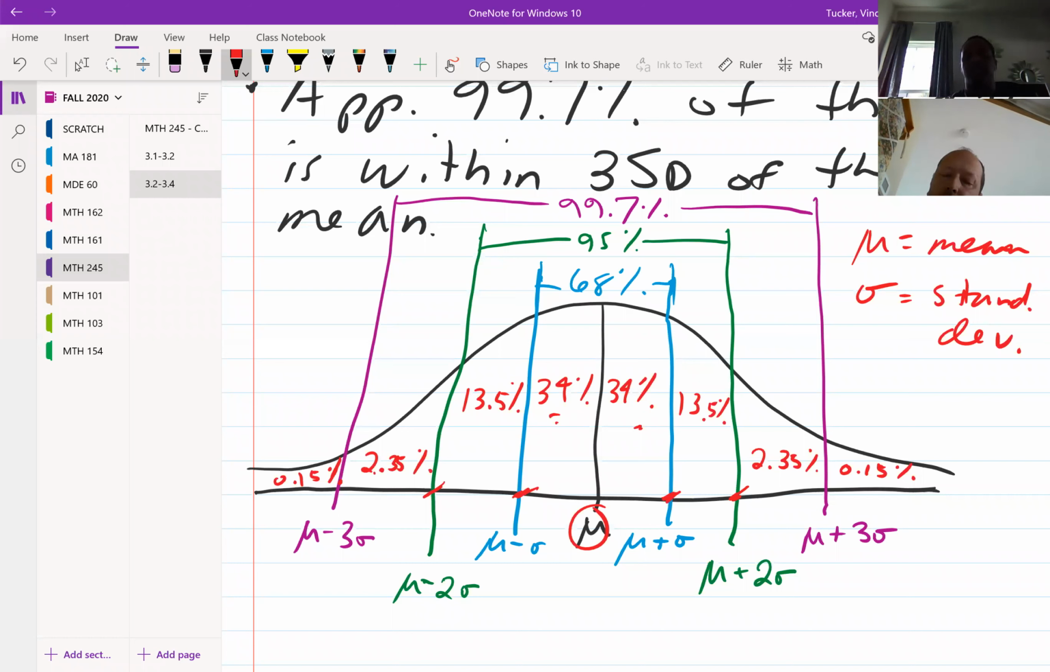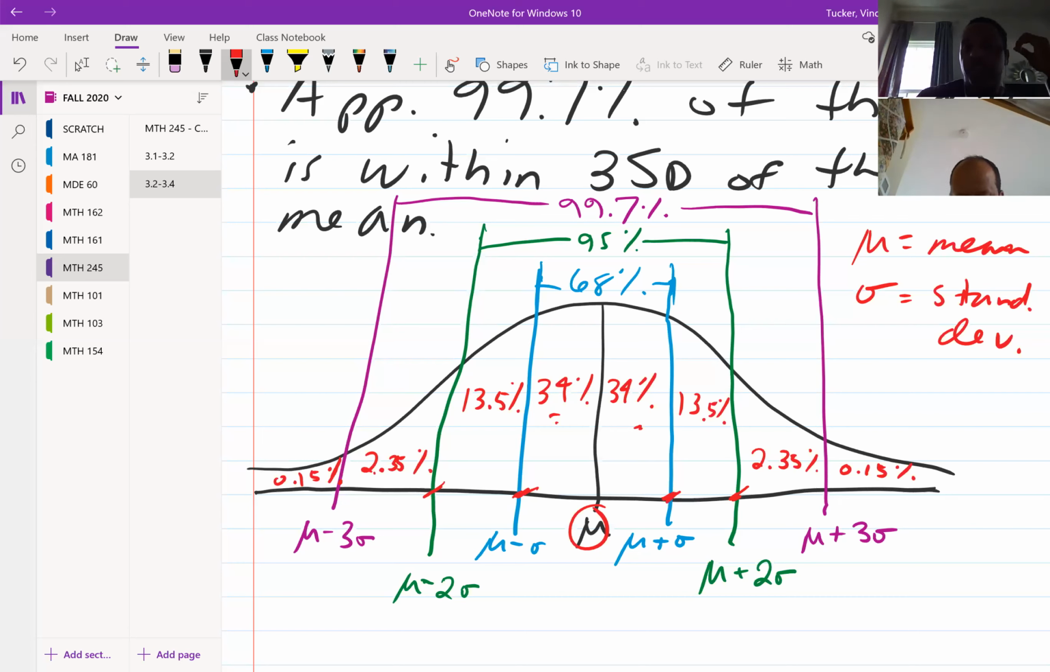It's symmetric about the mean. That means 50% is to the right of your mean, 50% is to the left of your mean. So 34 plus 13.5 plus 2.35 plus 0.15 will give you 50%. And that'll be 50% on both sides. So that's how your normal distribution works in reference to your mean. It is symmetric about the mean.